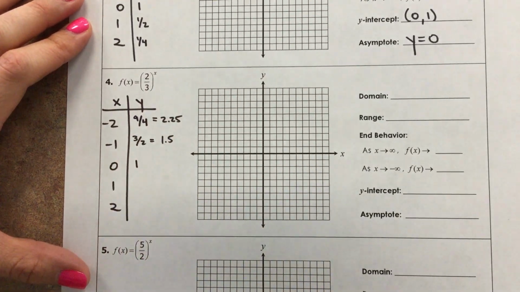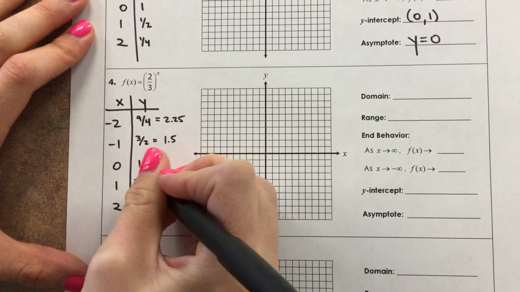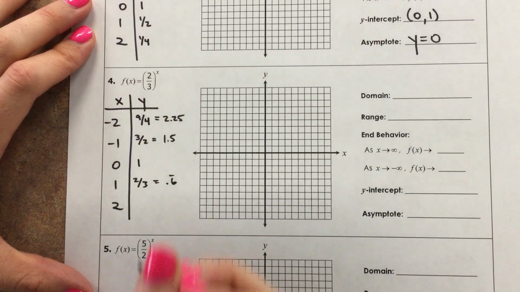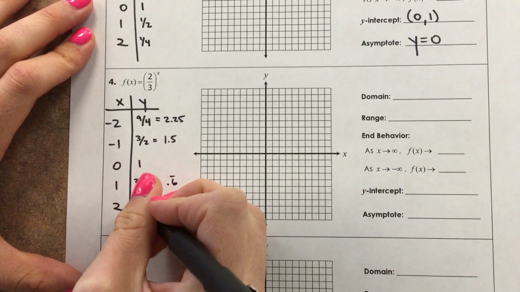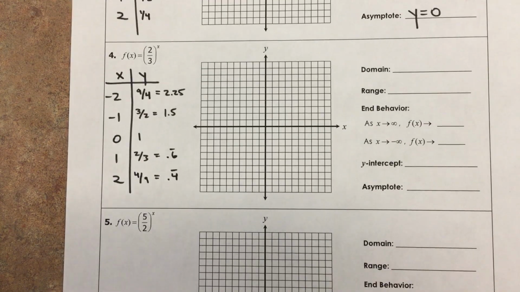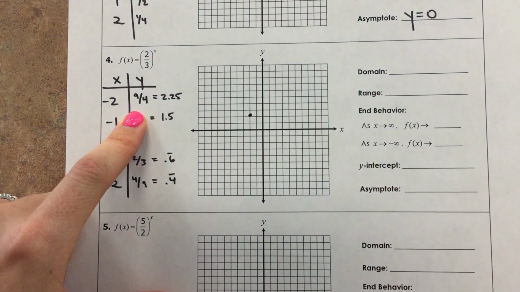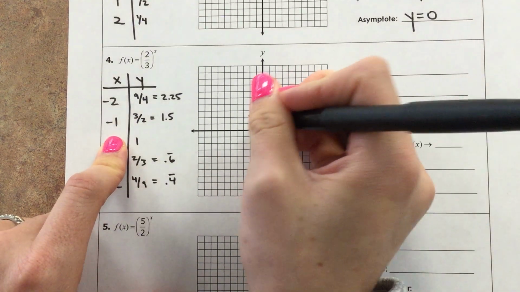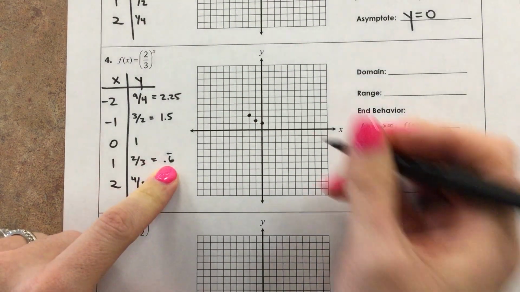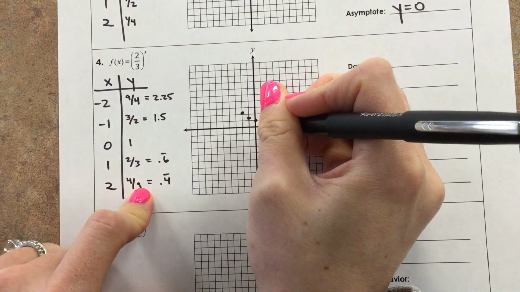0, if I raise to the 0 power, I get 1 every time. If I raise to the first power, I get 2/3. And if you want that in decimal form, that'd be 0.6 repeating. And then 2, if I square it, 2/3 becomes 4/9, and that is 0.4 repeating if you were to plug that in. So 5 points to plot here, negative 2 and 2.25, it's a little higher than 2, negative 1 and 1.5, 0, 1, 1 and that's 2/3, and then 2, 4/9, just a little bit below a half.